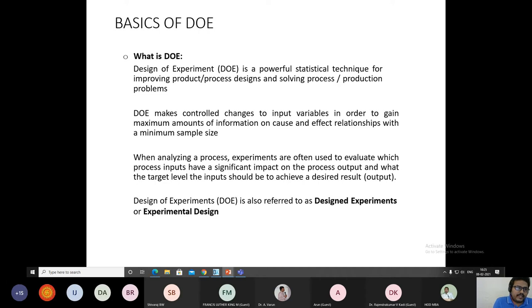So what is DOE basically? Design of experiments is a powerful statistical technique for improving product or process designs and solving process or production problems. Many people might be working on the development of a product or a new process. Pharmaceutical companies generally prefer to develop a product, and they will go for a patent. In order to develop a product, they will search through a lot of chemicals and materials involved, and you should have a proper proportion of these materials and chemicals.